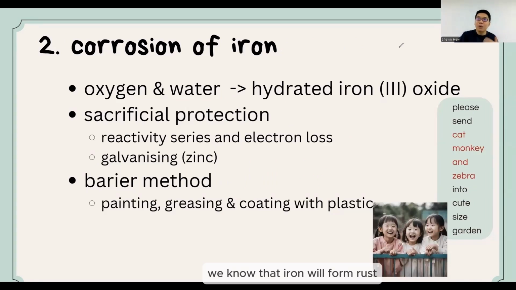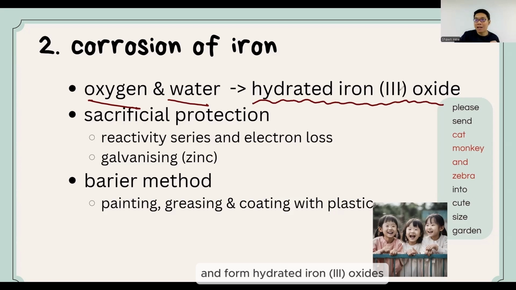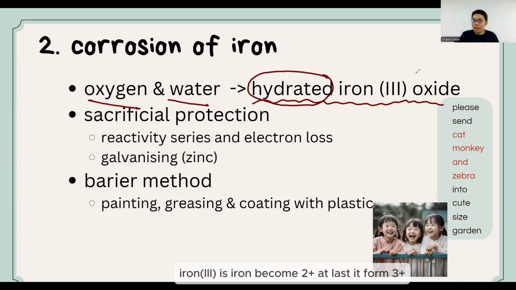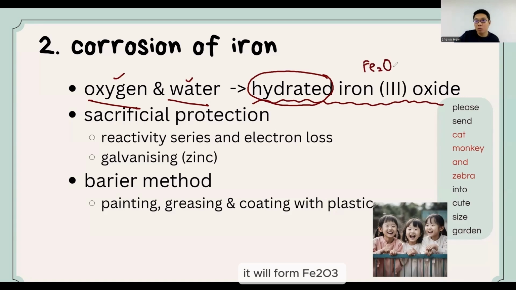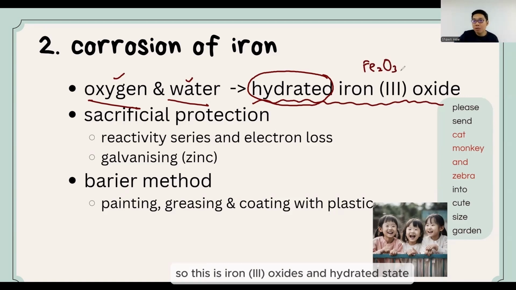We know that iron will form rust because it contacts oxygen and water and forms hydrated iron(III) oxide. Hydrated means it contains water. Iron(III) is iron becoming 2+, and at last it forms 3+. So it's the final oxidized state. When iron gets oxidized by oxygen and water, it will form Fe2O3. So this is iron(III) oxide in hydrated state. The chemical name of rust is hydrated iron(III) oxide.